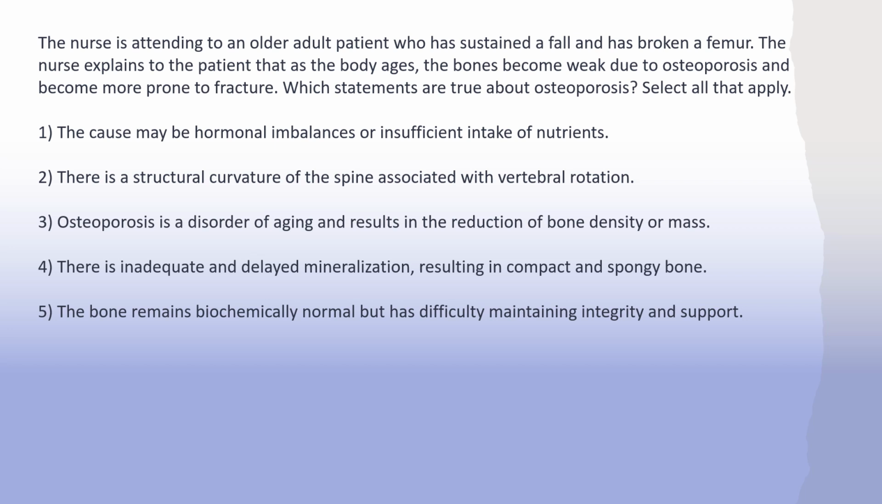1. The cause may be hormonal imbalances or insufficient intake of nutrients. 2. There's a structural curvature of the spine associated with vertebral rotation. 3. Osteoporosis is a disorder of aging and results in the reduction of bone density or mass. 4. There is inadequate and delayed mineralization, resulting in compact and spongy bone. 5. The bone remains biochemically normal but has difficulty maintaining integrity and support.